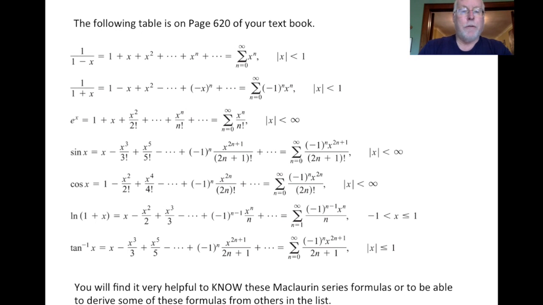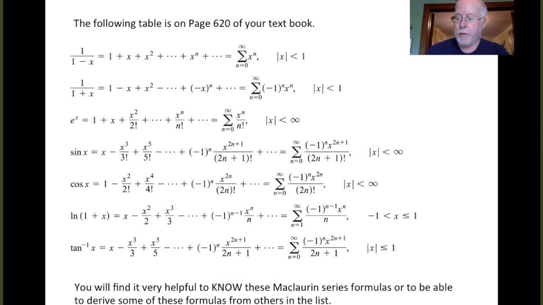So our start for most of these problems is going to be this table from page 620, which shows several important series. These are all ones you should know or know how to derive at some point. Now, you don't really have to memorize all of them. There's a lot of related ones in here that if you know one, you should know the other.